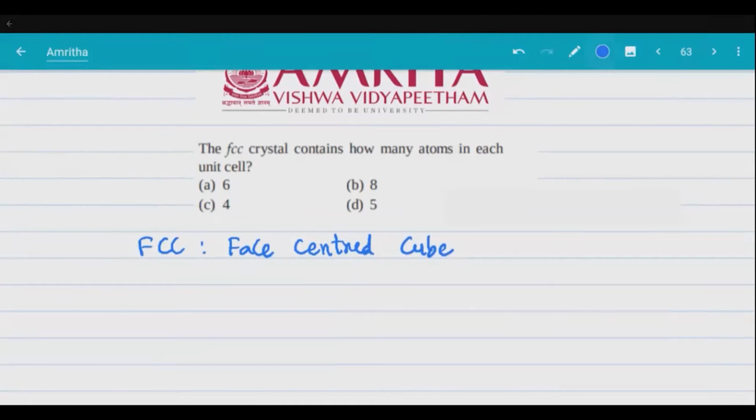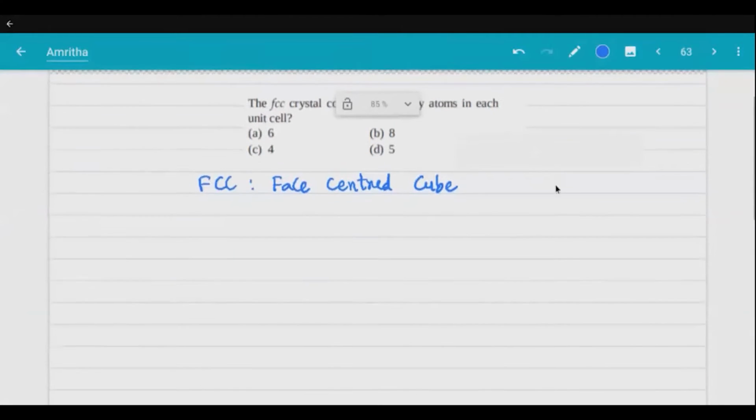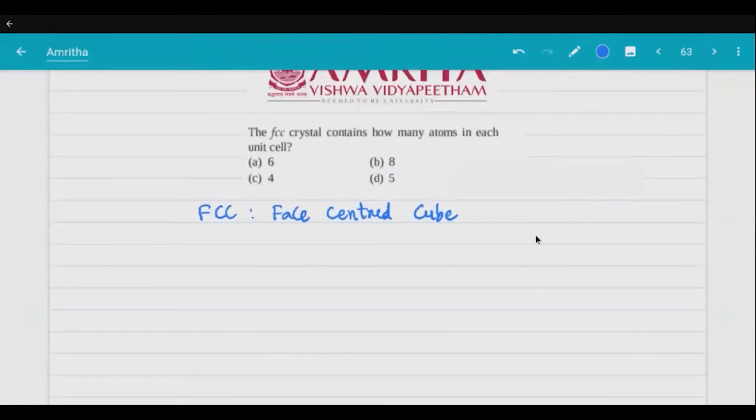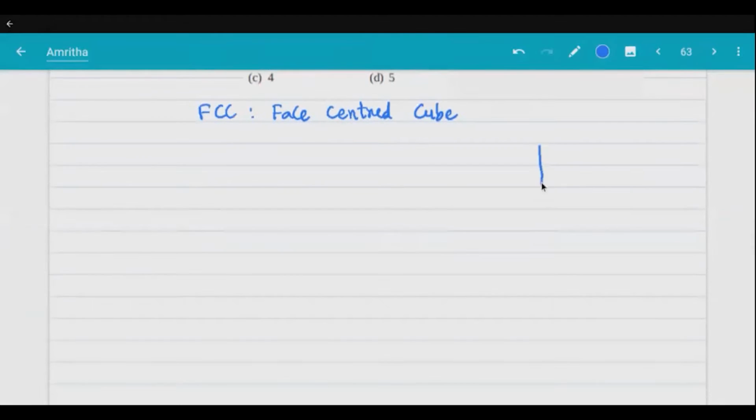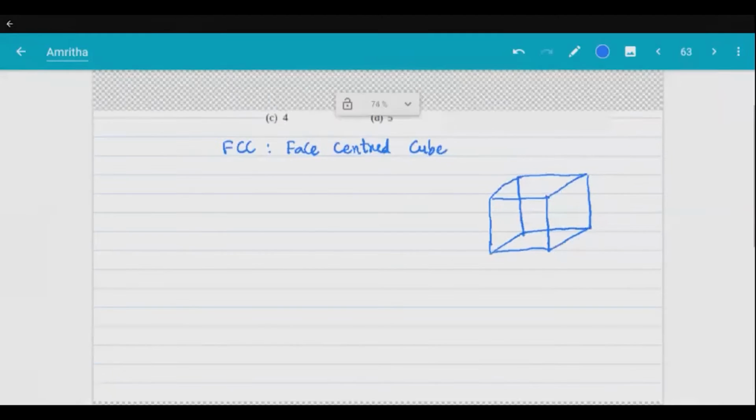Look at the name: face centered cube. What does that mean? That means you draw a simple cube. Look at this carefully. The simple cube means A equal to B equal to C. Length, breadth, height, everything is the same, all are equal to A. That is the meaning of a simple cube. Face centered cube means what?